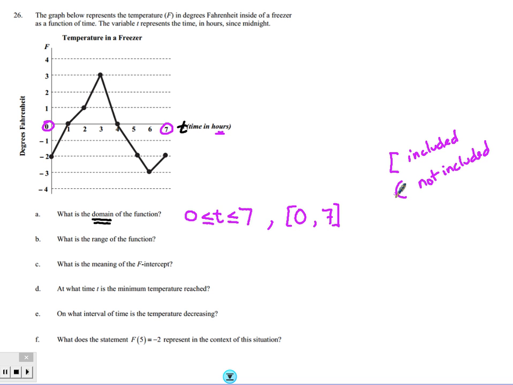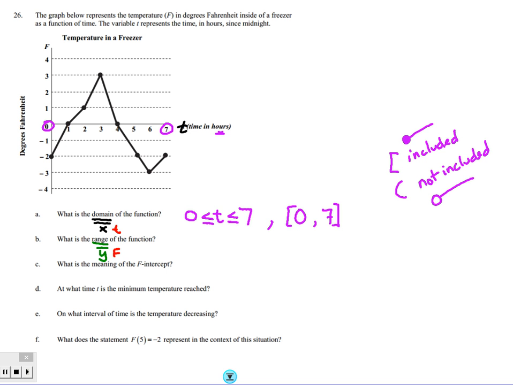And not included would be something like if you had an open circle, and included would mean you have a closed circle. Just a quick review. Okay, so range is the raise the roof, right? Range is the y's. Oh, I should have put x over here. Domain is the x, range is the y. But right, that was actually t, and this is actually f.